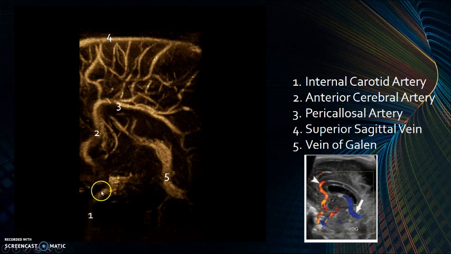Here you can see the internal carotid artery, and then it goes up and becomes the anterior cerebral artery, the pericallosal arteries, and here you can see the vein of Galen and also the superior sagittal sinus. So anterior cerebral artery here, same part right here, and then the vein of Galen right there.